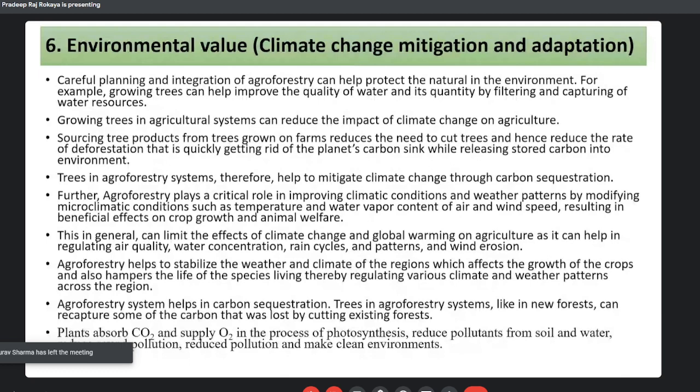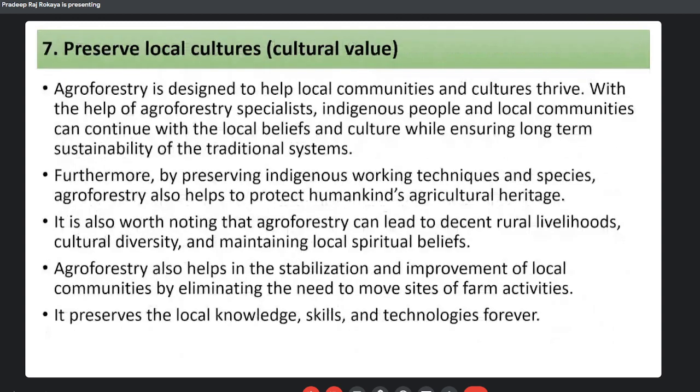Agroforestry helps to stabilize the weather and climate of the region, which affect the growth of the crops. And agroforestry systems help in carbon sequestration. Plants absorb the carbon dioxide and supply the oxygen in the process of photosynthesis, reduce the pollutants in the soil and water, and reduce the sound pollution, and make the clean environment.